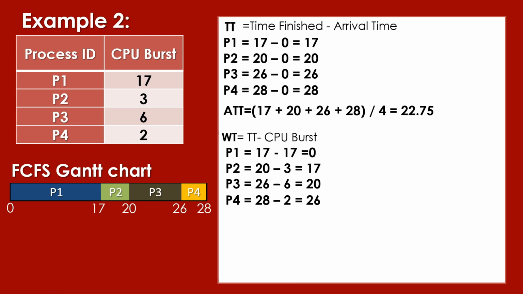So, let's compute for the average waiting time. So, sa average waiting time ulit, guys, gagawin lang natin, we're going to add all the computed waiting time and divide by number of process. So, we have here 0 plus 17 plus 20 plus 26 divide by 4. That is equal to 15.75.